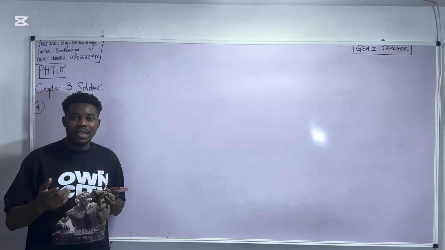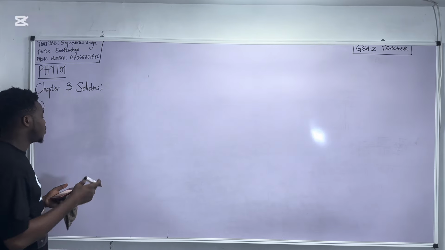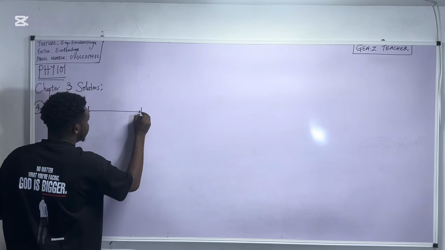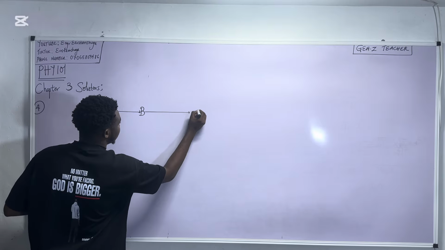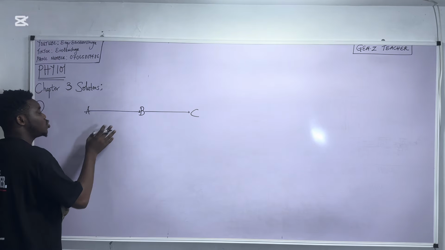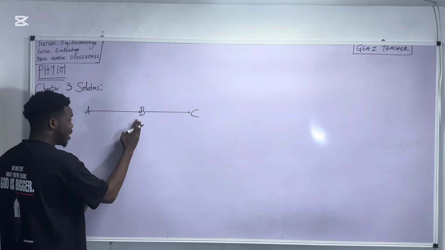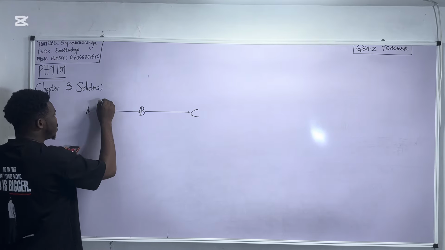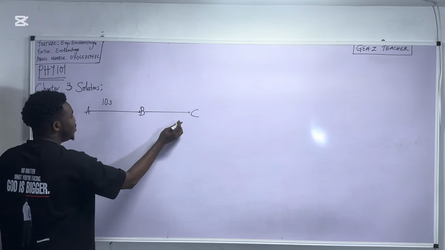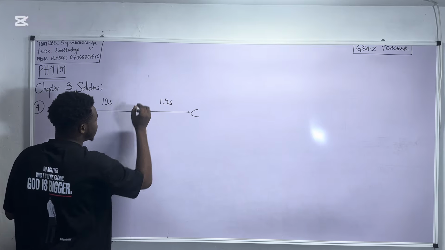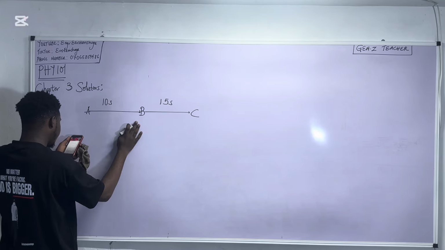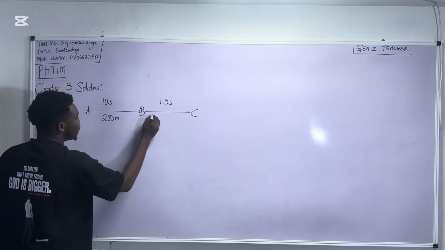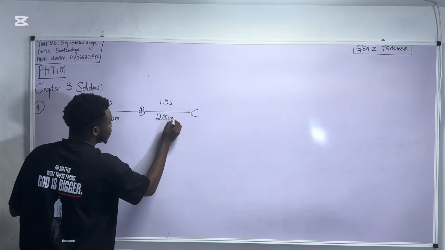I'm going to give you a diagram for easy understanding. Okay, so we have a point A, a point B, and a point C. So the train does 2 successive motions, A to B and B to C. Now A to B was done in how many seconds? In 10 seconds, while B to C was 15 seconds. And the distance for A to B was 200 meters. Likewise, B to C, 200 meters.